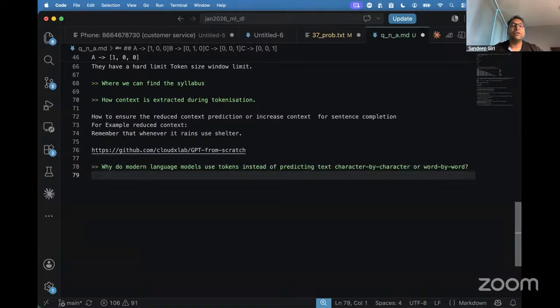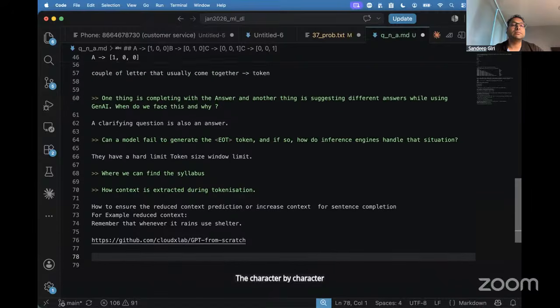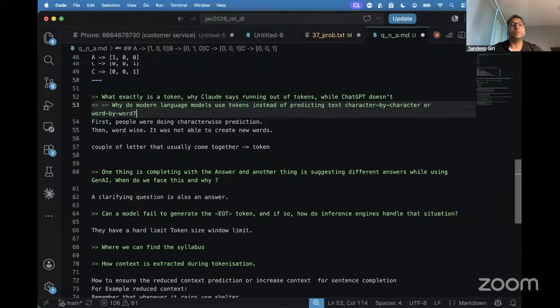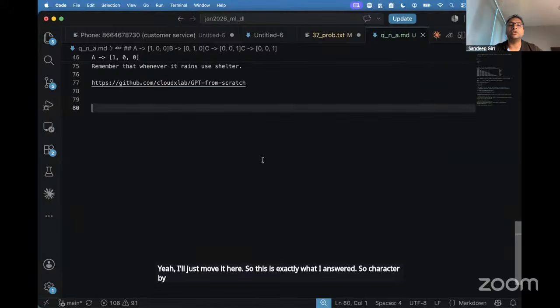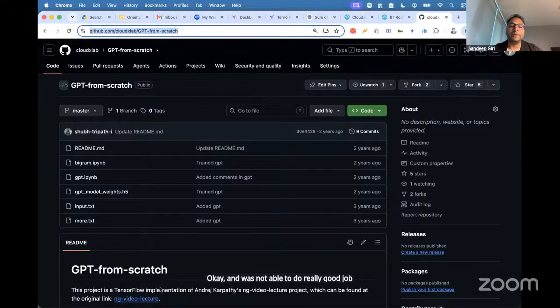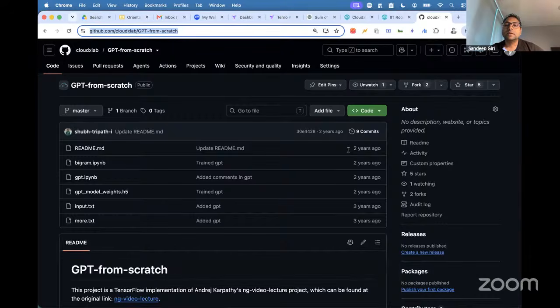Next is, why do modern language models use tokens instead of predicting character by character or word by word? I think this was answered above. So this is exactly what I answered. Character by character was taking too much time and was not able to do a really good job, and word by word had its limitations. All right, wonderful question, Sandra.